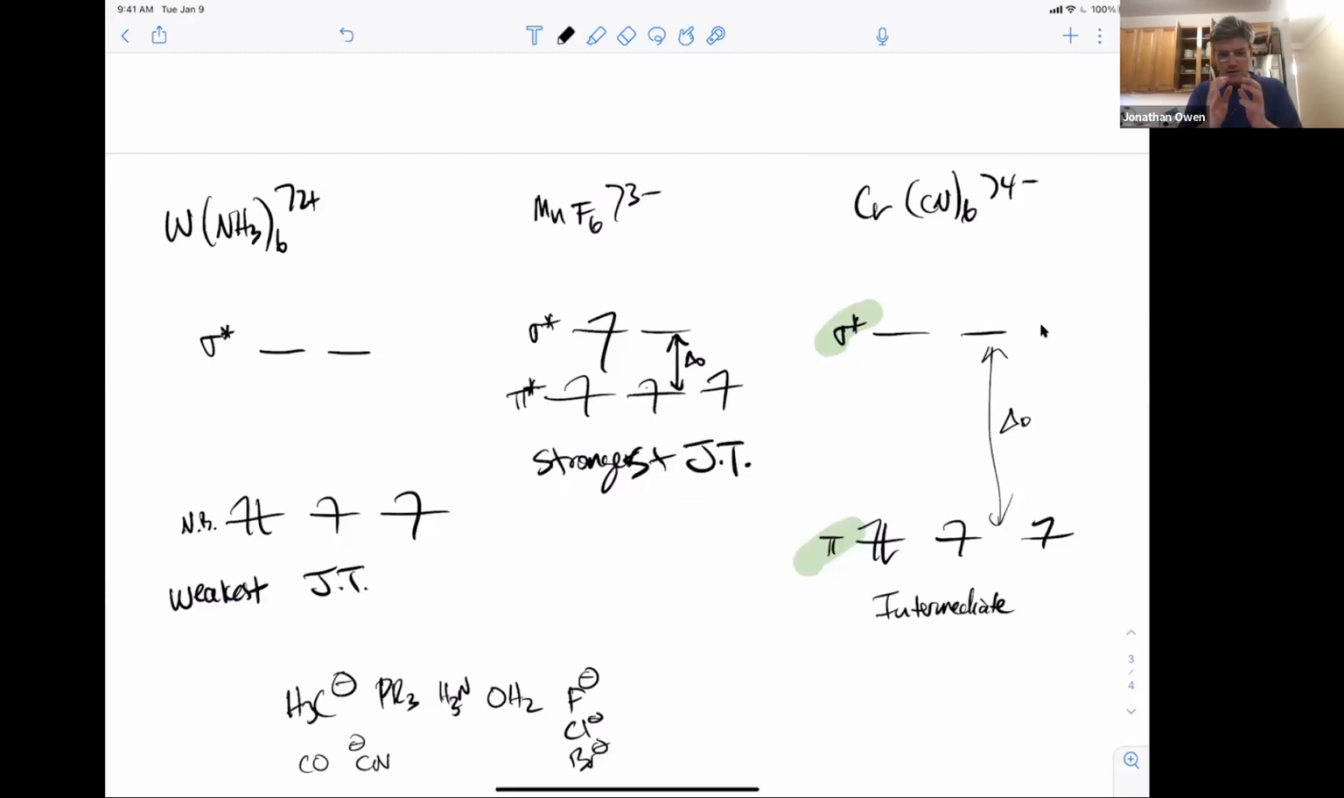That's a really strong interaction. So when you have sigma donation and pi accepting going together at the same time, that really gives rise to large ligand fields. And it's a consequence of the orbital symmetry.